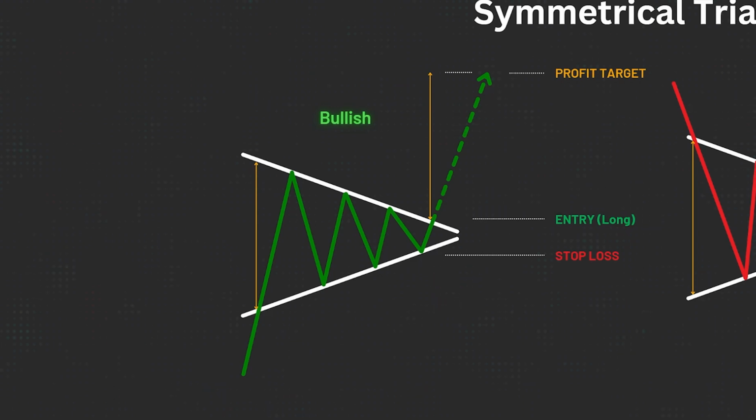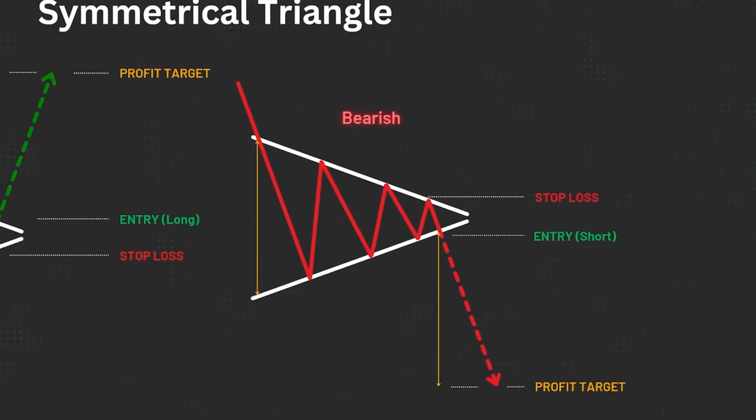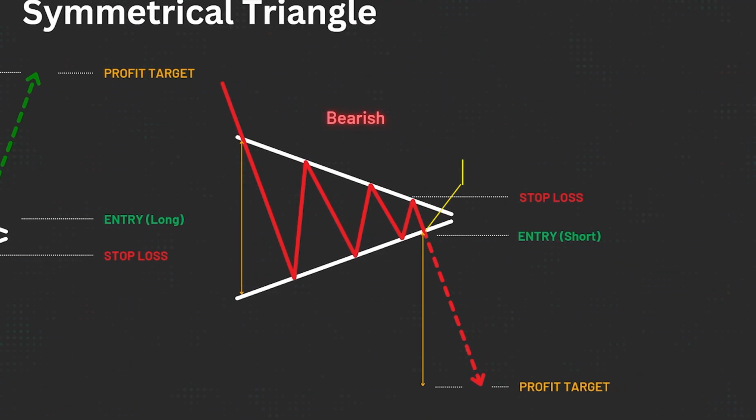In the bearish scenario, the optimal trade is going short when the price breaks and closes below the lower trend line. For profit taking, the target is set by taking the height of the triangle and projecting it downward from the breakout point. For managing risk, the optimal stop loss is placed just above the upper trend line.